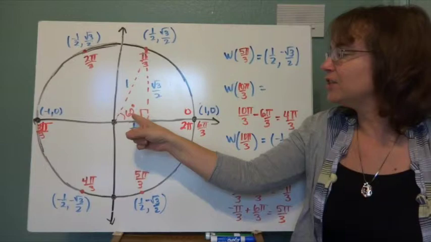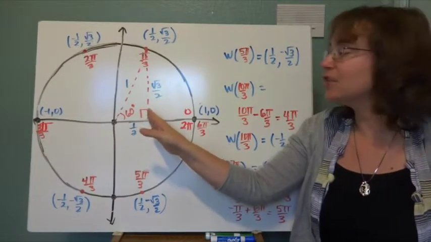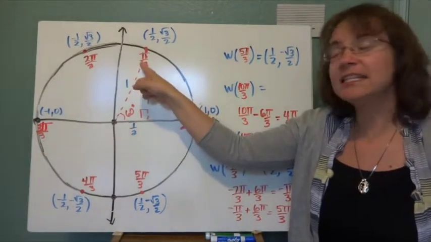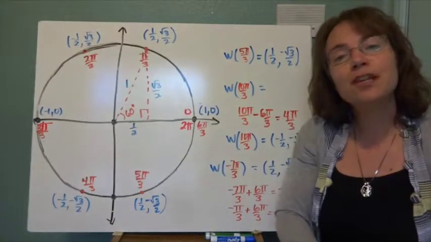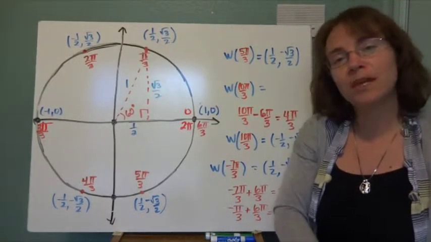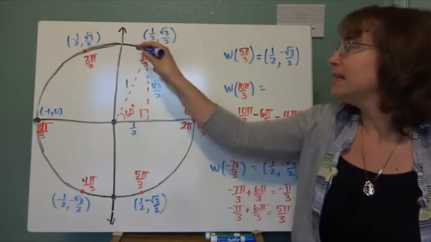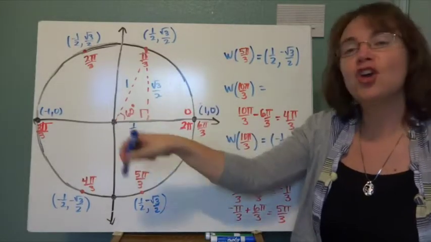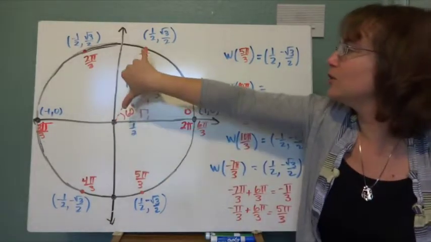So this is a 60-degree triangle. I constructed it so this was 90. So this angle right here must be 30 degrees, and it's a special right triangle. This, my hypotenuse, I know has to be 1 because it's a unit circle.